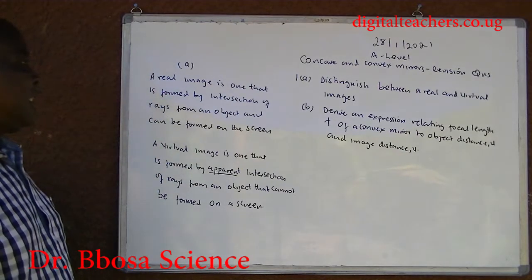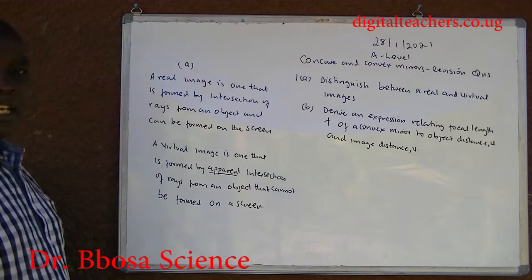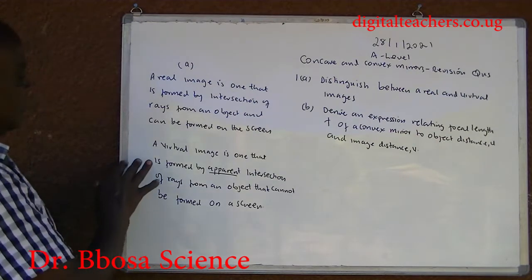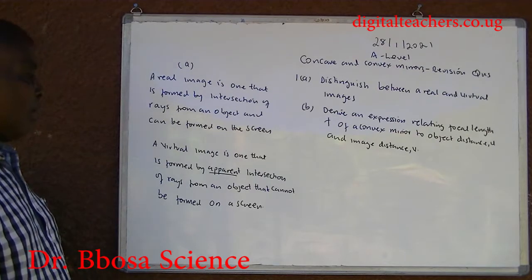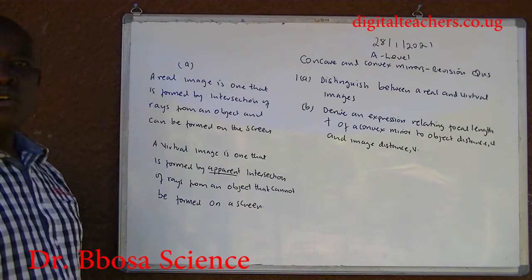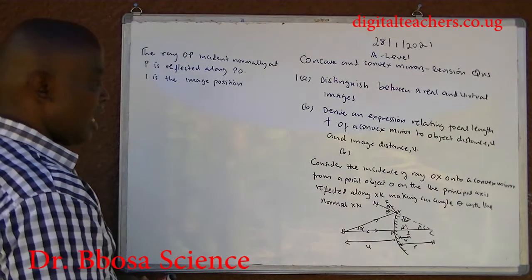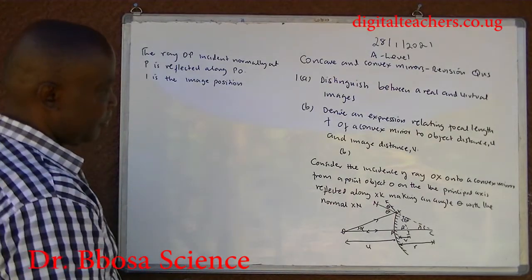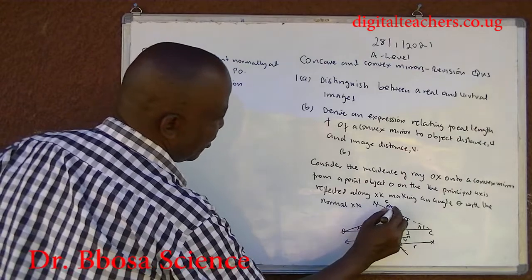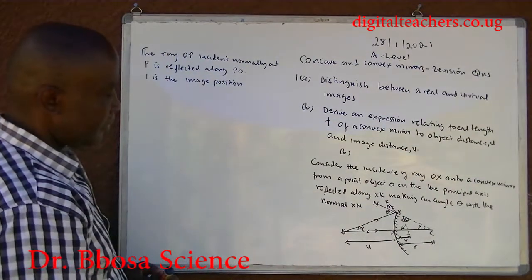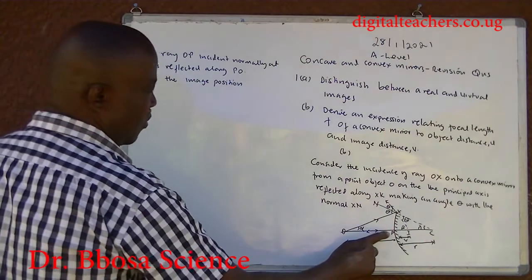A real image is one that is formed by intersection of rays from an object and can be formed on a screen. A virtual image is one that is formed by apparent intersection of rays from an object and cannot be formed on a screen. B, consider incidence of ray OX onto a convex mirror from a point object O and reflected along XK, making an angle theta with the normal XN. The ray OP incident normally at P is reflected along PO.